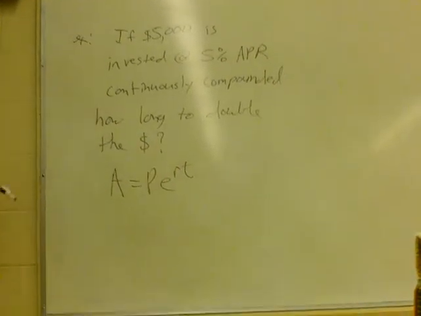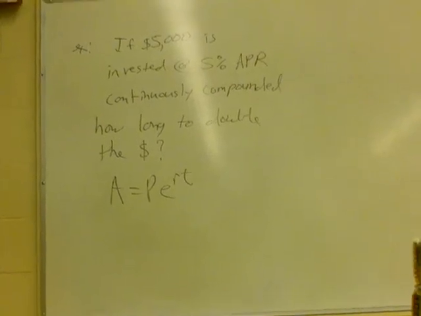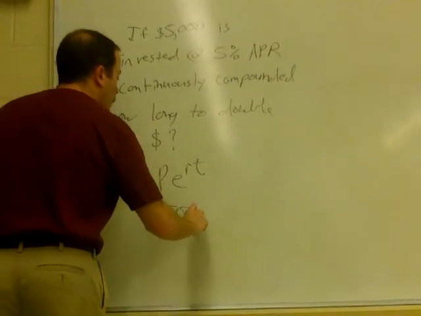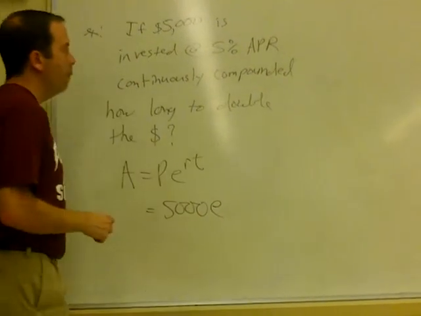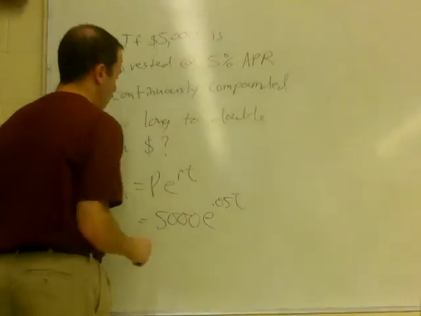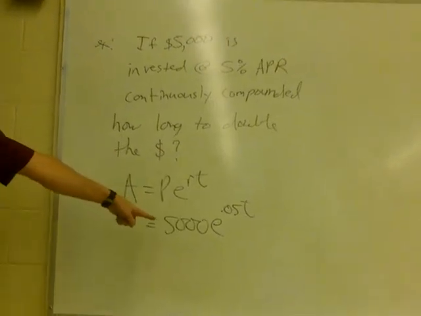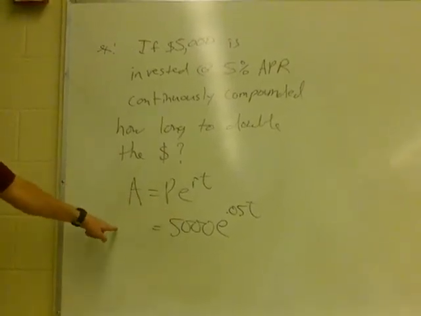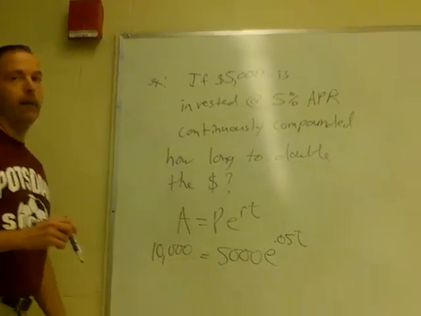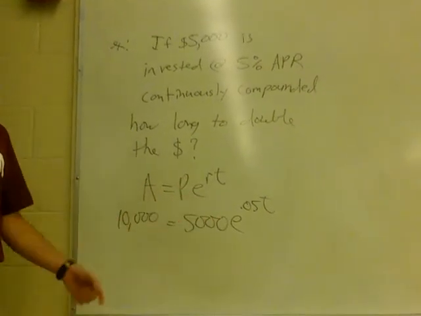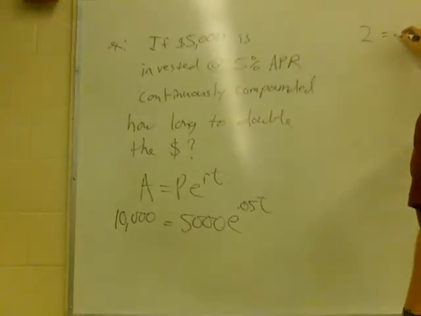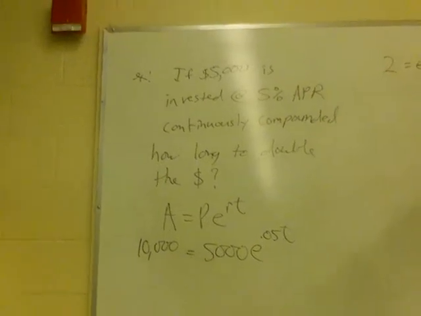Now think about it. 5,000 goes where? Where P is, because that's the initial value, the principal. So 5,000 times e to the 0.05 t. And we want this money to double, therefore 10,000 over here. And then we solve. What's the first thing we do? Divide by 5,000, and we get 2 equals e to the 0.05 t.